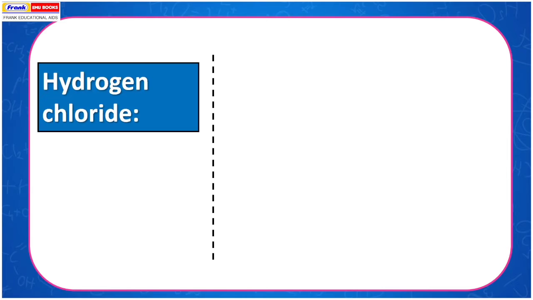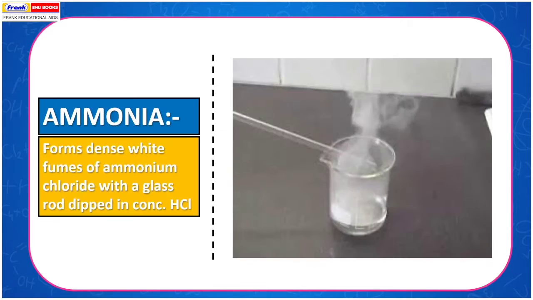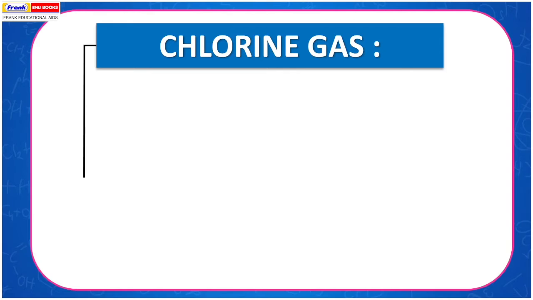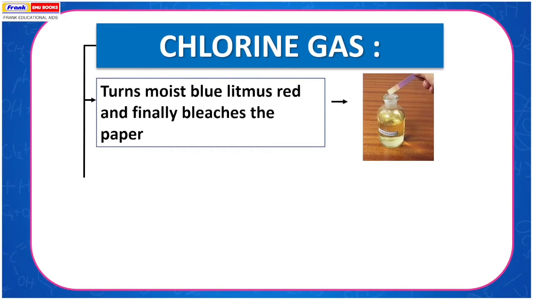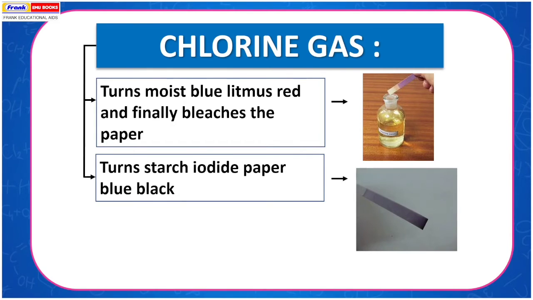Hydrogen chloride forms dense white fumes of ammonium chloride with a glass rod dipped in ammonia solution. Ammonia forms dense white fumes of ammonium chloride with a glass rod dipped in concentrated HCl. Chlorine gas turns moist blue litmus red and finally bleaches the paper. It also turns starch iodide paper blue-black.